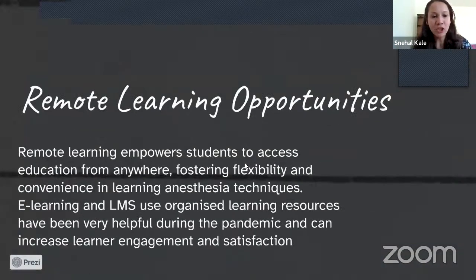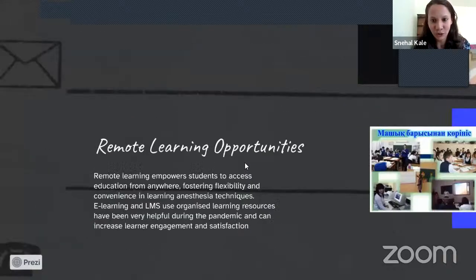Over here, I'd just like to mention something about remote learning opportunities, because I think e-learning or virtual classrooms have evolved a lot, especially during the COVID pandemic. And they have fostered a lot of flexibility and convenience in learning anesthesia techniques. E-learning and learning management systems have used organized learning resources, and they've been very helpful during the entire pandemic. But what we need to do is make it as engaging and as interactive as possible, because that increases the learner's satisfaction.